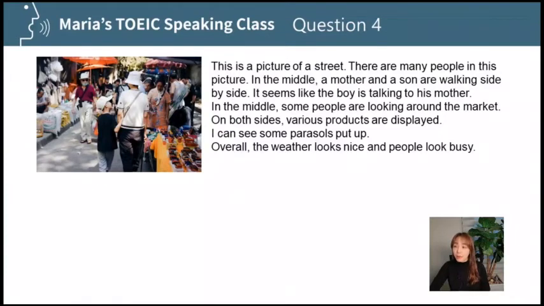자, 양 측면에 그리고 가운데 먼저 갈까요? In the middle, some people are looking around the market. Look around, 둘러보다, 구경하다. 자, 오른쪽 왼쪽 합쳐서 양 측면에 on both sides, various products are displayed. 다양한 물건이 진열되어 있고요. I can see some parasols put up. 자, 펼쳐진 파라솔도 보입니다. parasols. 자, 전반적으로 날씨가 좋아 보이고 사람들은 바쁜 것 같아요. Overall, the weather looks nice and people look busy.